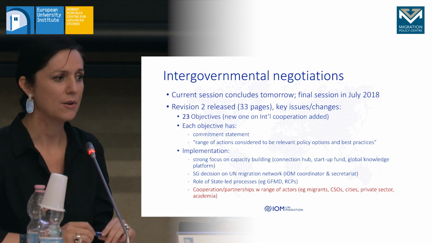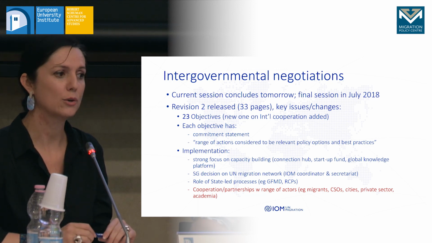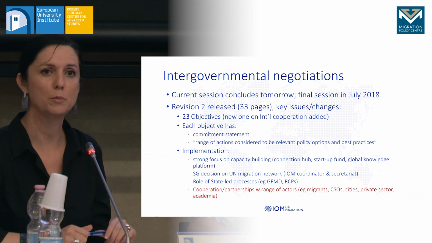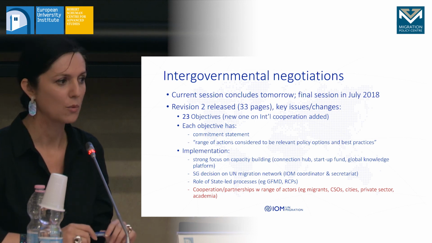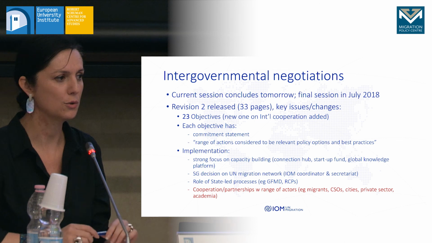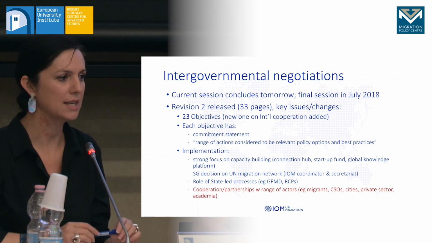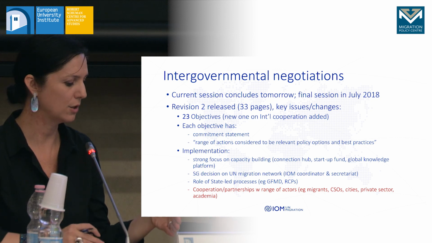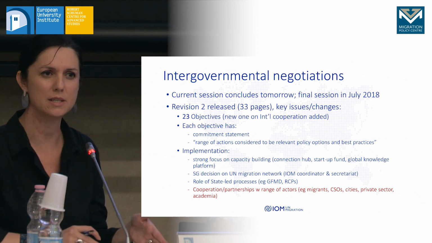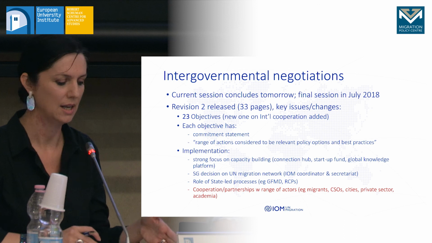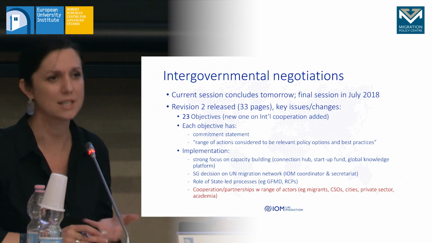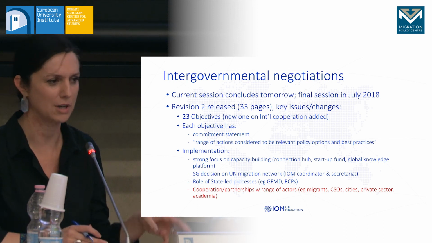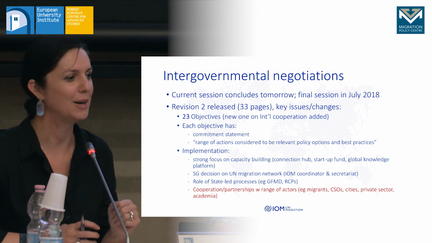Intergovernmental negotiations, they're in today. They conclude tomorrow. The final session will be in July. Rev 2, as we call it, Revision 2, was released very recently ahead of this session. What we've seen is the document move from 24 pages, 27 for several versions, and then this Rev 2, which is actually the fourth version. There was zero draft, then zero draft plus, and so on. So Revision 2 is now 33 pages.